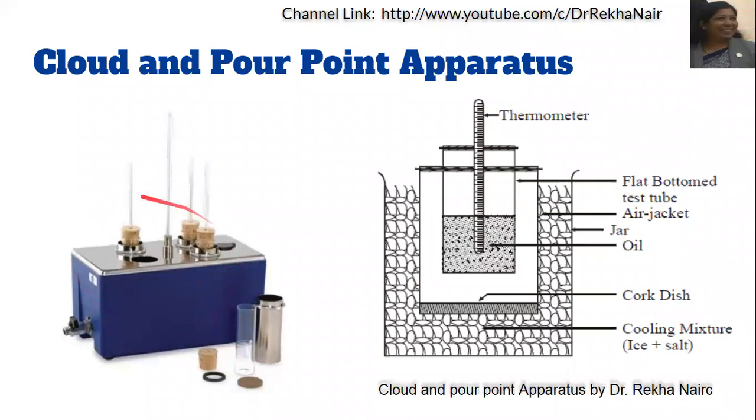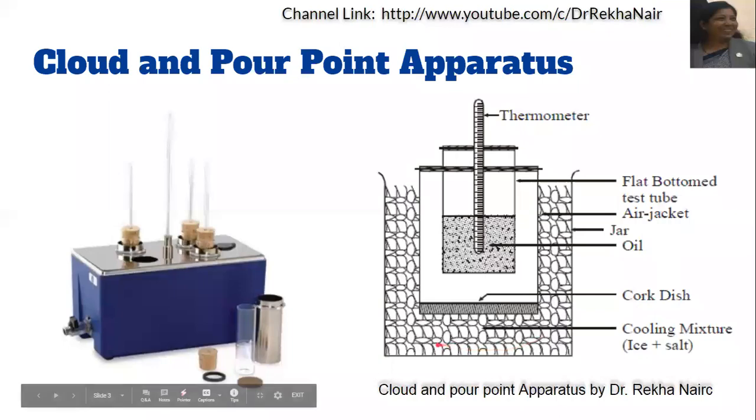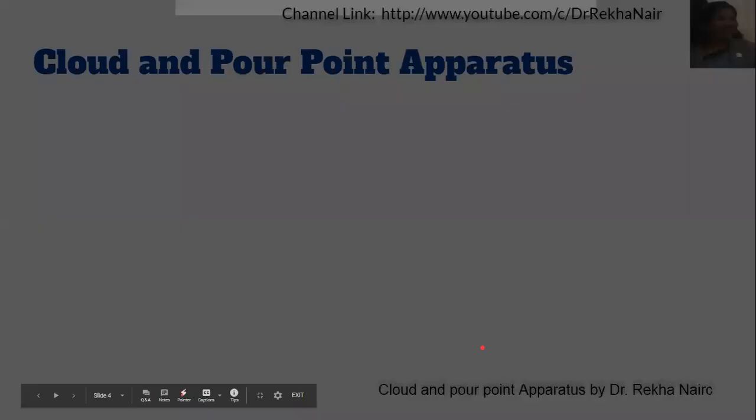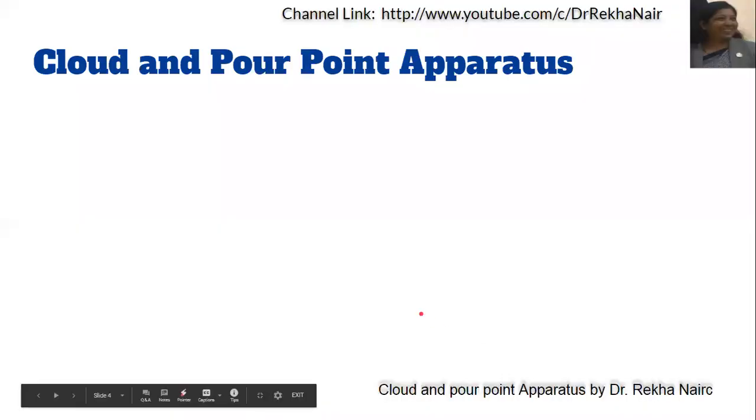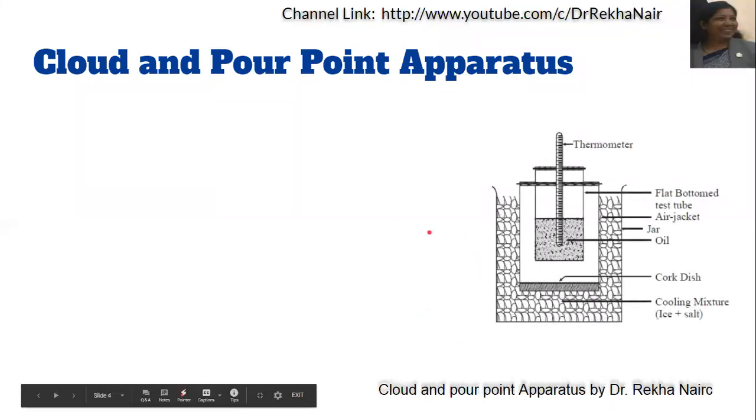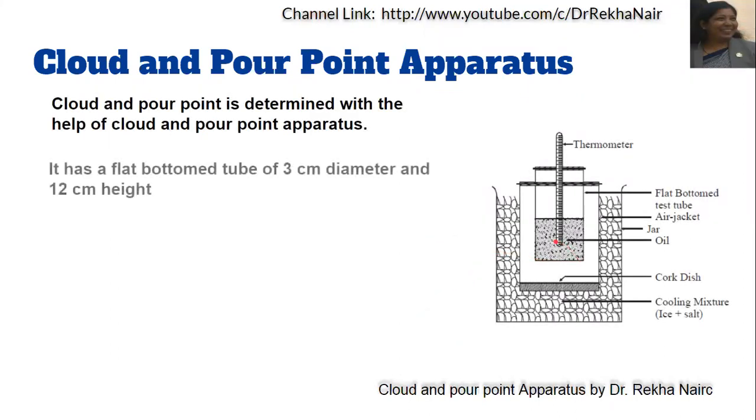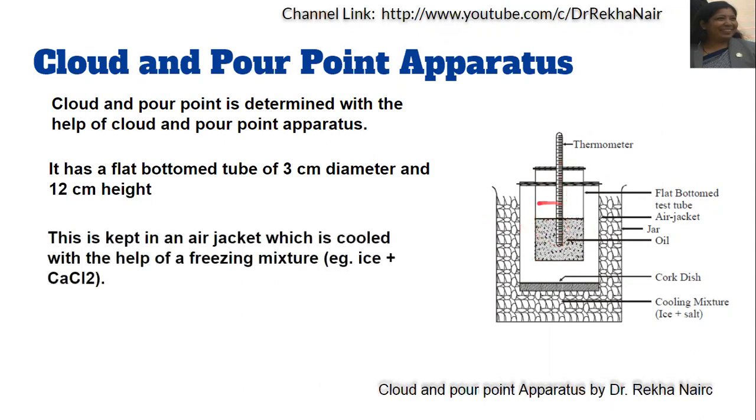This is the cloud and pour point apparatus. It has various parts: a flat bottom test tube, an air jacket, and a cooling mixture. Let us understand them one by one. The working of the system is as follows. It has a flat bottom test tube of 3 centimeter diameter and 12 centimeter height. This is kept in an air jacket which is cooled with the help of a cooling mixture.